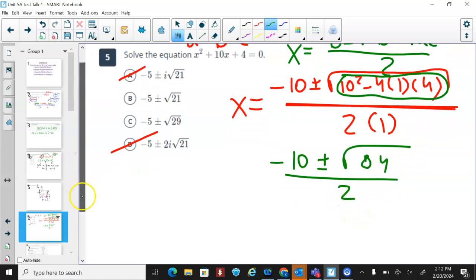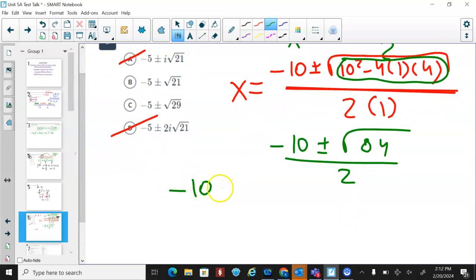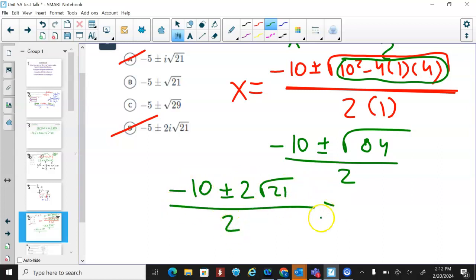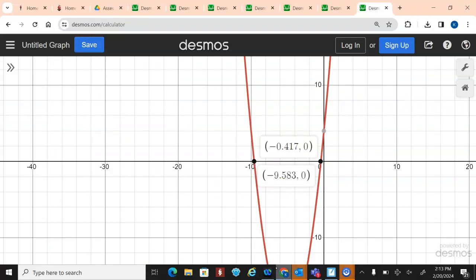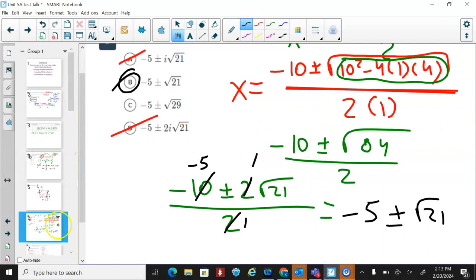When I take the root of that, this is going to be -10 plus or minus 2 root 21 over 2. And then all I have to do is divide each of these by 2. So that's going to be -5, that's going to be 1, and that's going to be 1. Why? Because 2 is divisible in all three terms, and it has to be divisible in all three terms. So the simplified version is going to be -5 plus or minus root 21, which would have been answer B. And then again, I can put that in a calculator and check, does it match the decimals right here, -9.583 and -0.417. Okay.